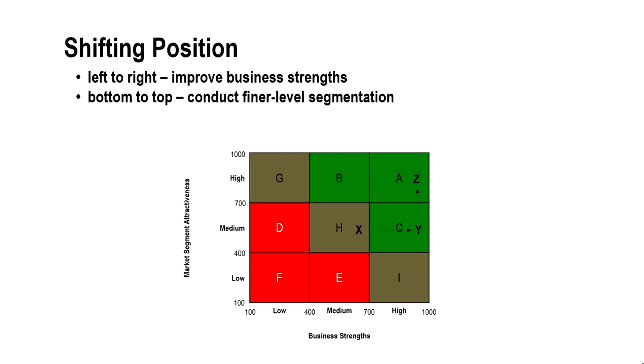And as I was discussing when we discussed business strength versus segment attractiveness, we take these approaches: moving horizontally, left to right, will be for improving business strength, and bottom to top will be to conduct a finer level of segmentation. So, these are some approaches for further development of segment strength and targeting strength that we can evaluate looking at this particular diagram and those arrows that you see.